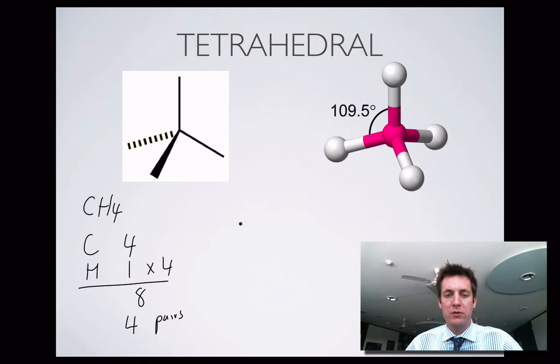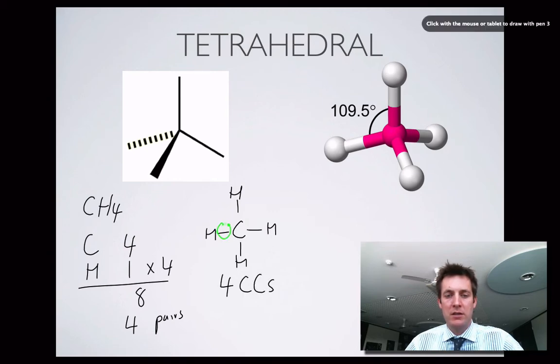Okay, and if we draw the electron dot diagram for that, we'll join all the atoms to the central atom using single bonds, and fill all the outer shells. Well, hydrogen can only hold 1 pair, so they're full already. Carbon's got 4, so we're there. We've got 4 charge centers around the central atom, and they are these single bonds. So in other words, as well as having 4 charge centers, we've got 4 bonding pairs.